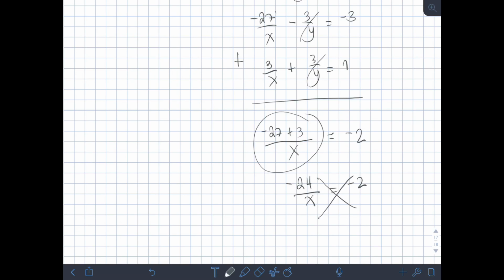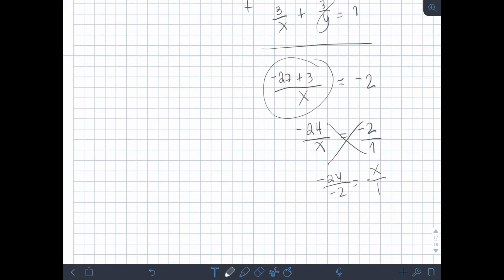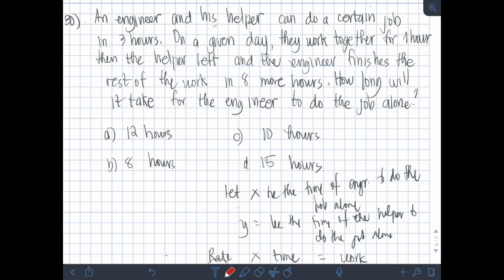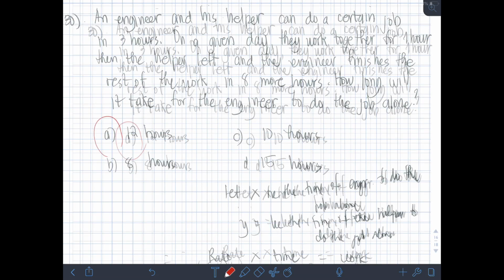Then, cross multiply. So, we have, parang ito may over 1, right? So, parang we have negative 24 over negative 2 is equal to x over 1 or simply x. So, we have negative 24 divided by negative 2 is positive 12 is equal to x. Okay, so therefore, ito yung time ng engineer to do the job alone, which is 12. So, the answer is letter A, 12 hours.